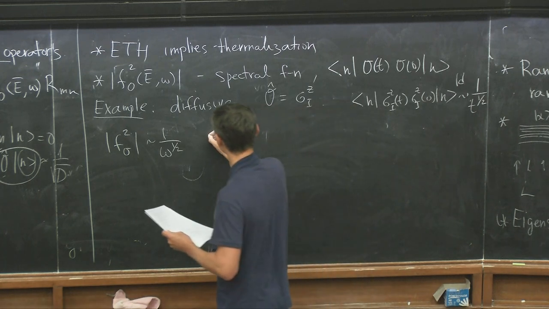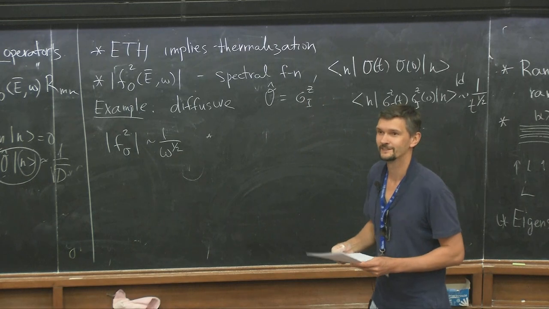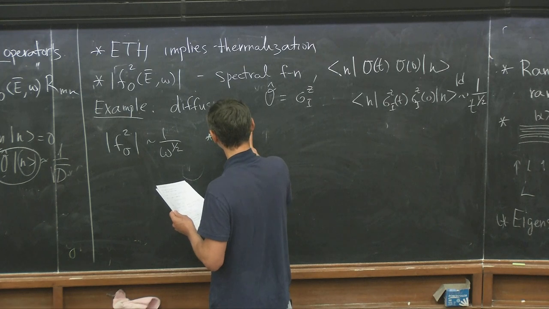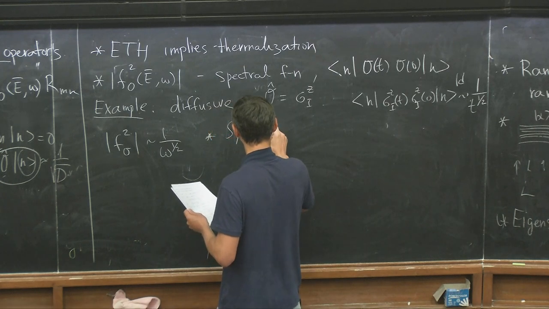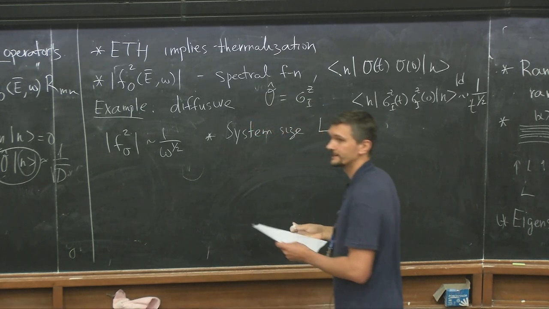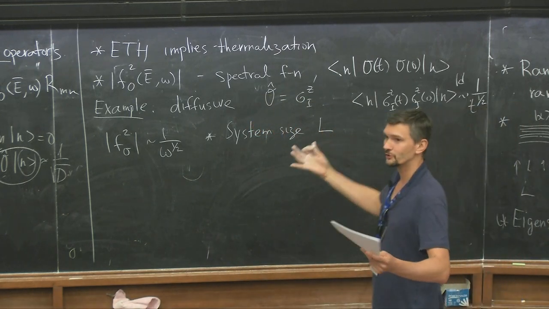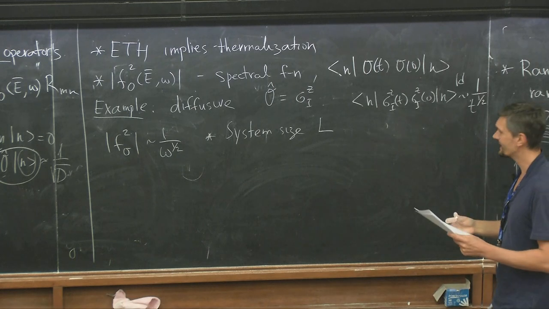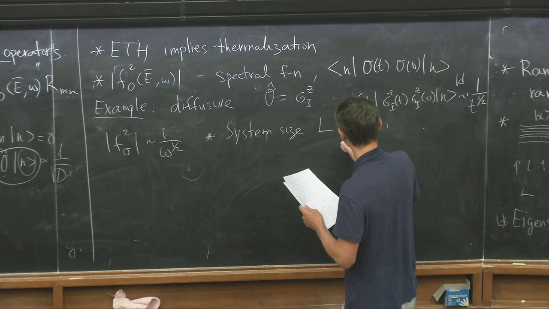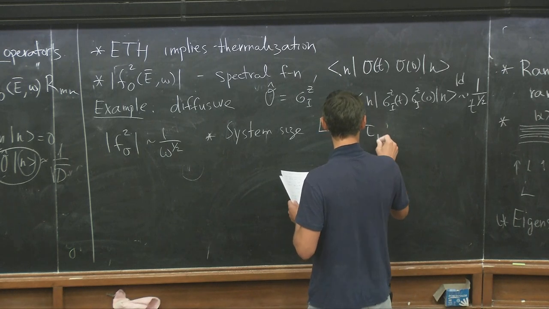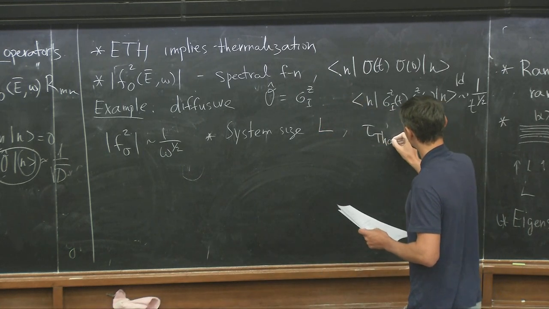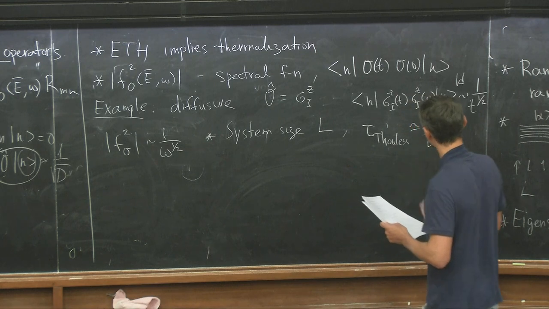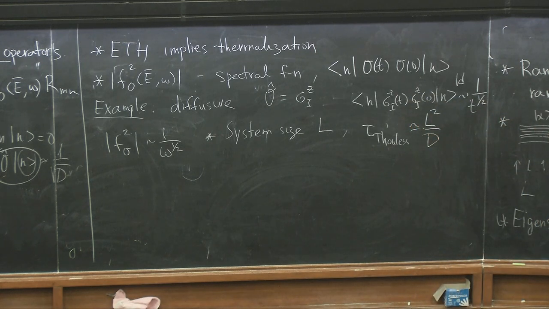Of course, in a finite system, and especially doing numerics, we are dealing with finite systems. So if the system size is L, the transport in your system saturates once the particle reaches the edges of the system. So the slowest diffusive mode is determined by the Thouless time, which is essentially the time it takes you to diffuse across the system.